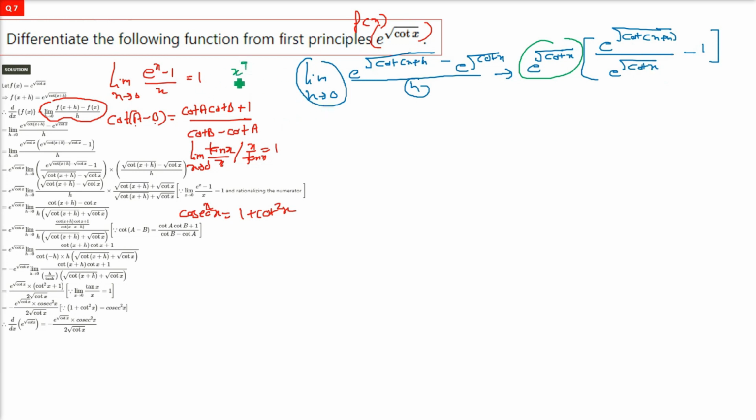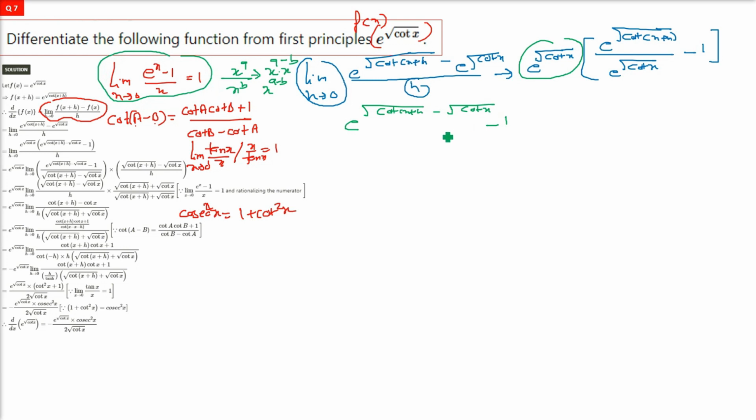There is one more relationship, x to the power a by x to the power b is x to the power a into x to the power minus b, and then you can add them, so it will be x to the power a minus b. This is the same thing we are going to use, because the base is the same, the power gets subtracted when you have the ratio. e raised to under root cot x plus h minus under root cot x, this is what you get here, minus 1, divided by e under root cot x.